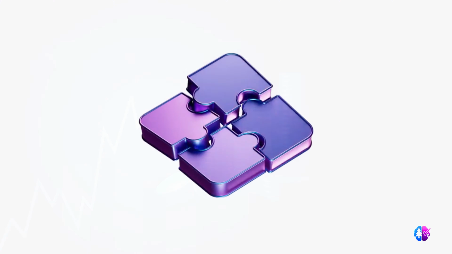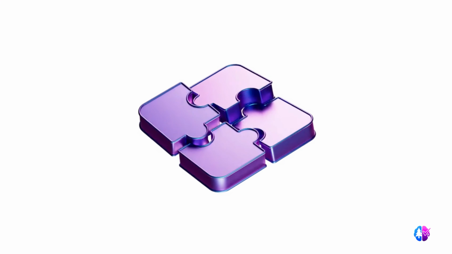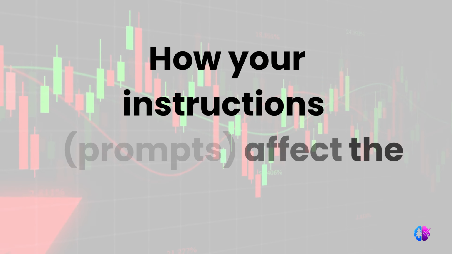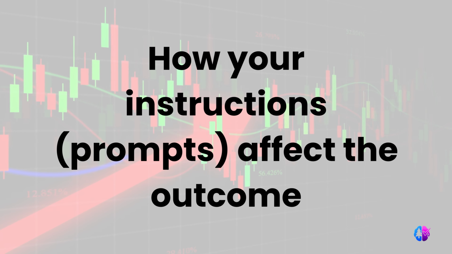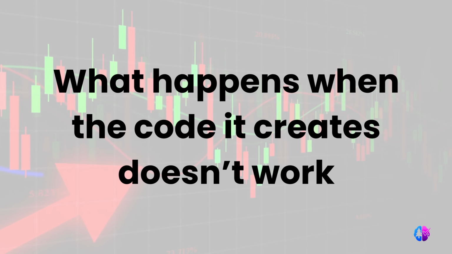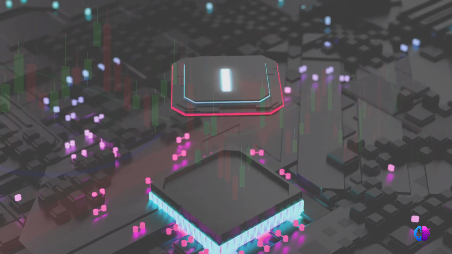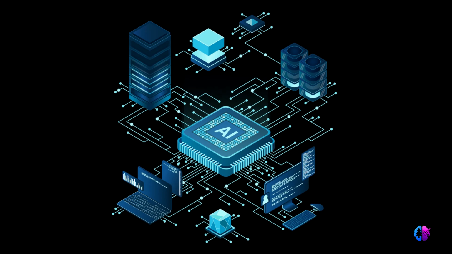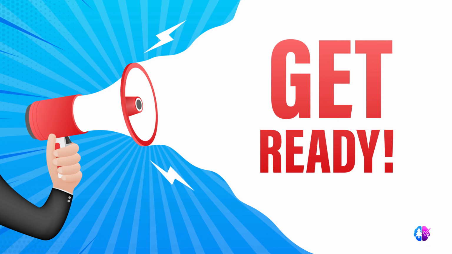In this video, we'll break down 3 core parts of the process: how the AI receives and processes your trading idea, how your instructions, prompts, affect the outcome, and what happens when the code it creates doesn't work. This isn't just about AI, it's about collaborating with AI like a true coding partner. Ready? Let's get into it.